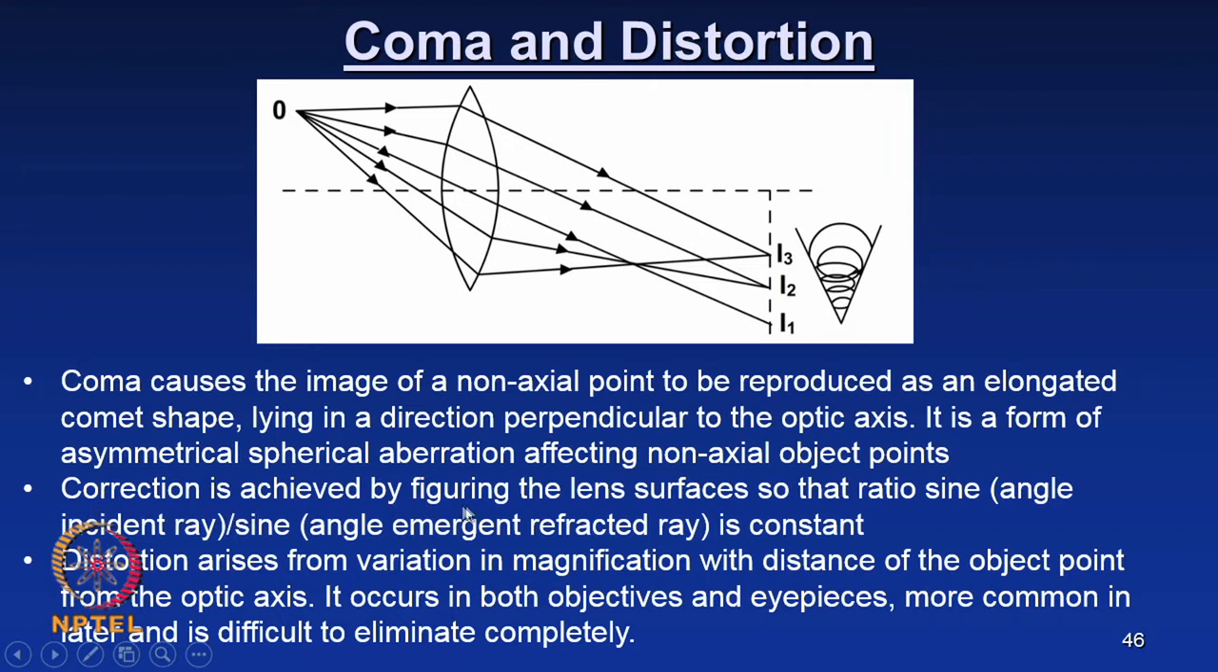The correction is achieved by figuring the lens surfaces so that the ratio of the sine of the angle of incidence divided by the sine of the angle of the emergent refracted ray is constant. We will discuss this again when we talk about the correction of lenses. The distortion which we have seen in the introductory slide of the lens defects arises because of variation in the magnification with the distance of the object point from the optic axis. That means the magnification is varying with the distance of the object from the optic axis. As you move from the optic axis, the magnification changes, and it occurs in both objectives and eyepieces, more commonly in the latter, and it is difficult to eliminate completely. So, you have to live with some defects.